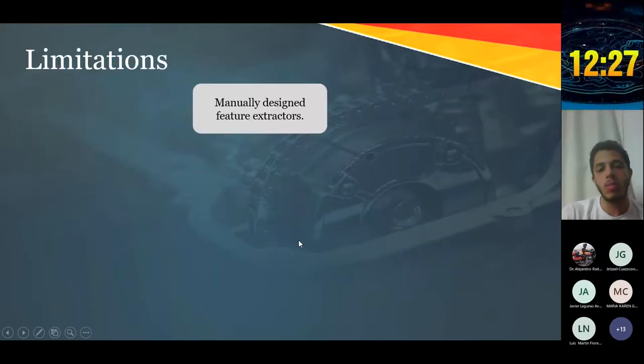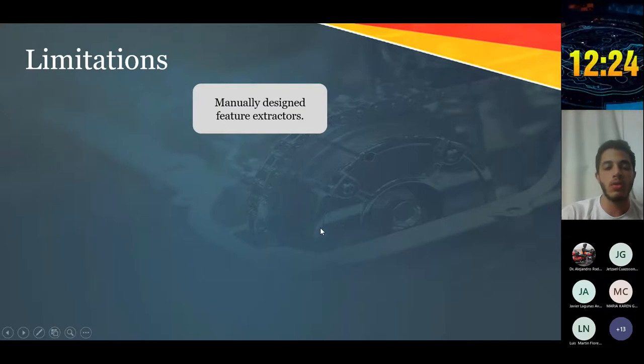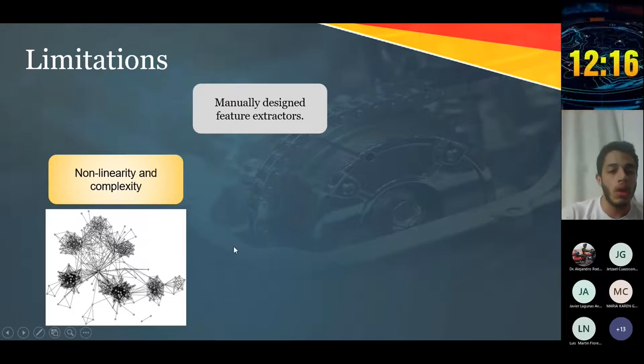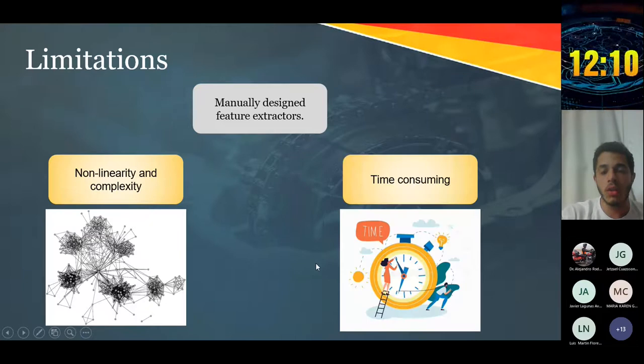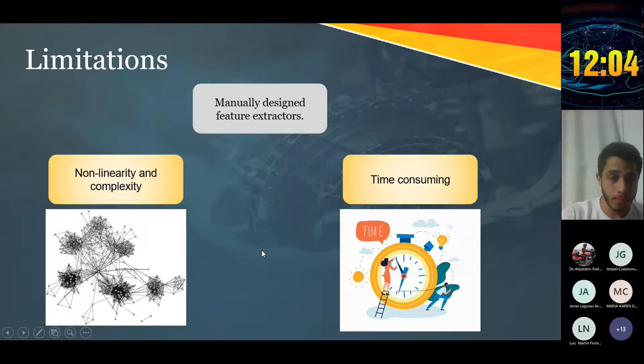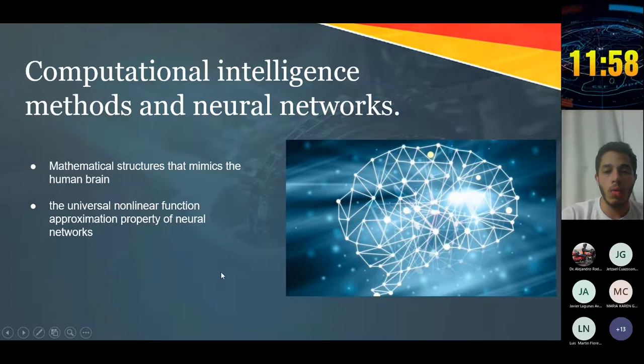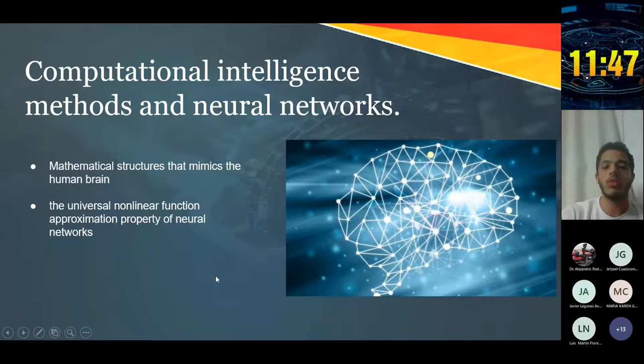The limitation to this method is that the manually designed feature extractors become more and more difficult to design with the increasing non-linearity and complexity of the process. Additionally, it becomes more time consuming and needs a lot more expertise. That's why computational intelligence methods become powerful. One of the most known tools of computational intelligence is the neural network. A neural network is a mathematical structure that mimics the human brain, and it is seen as a nonlinear function approximator.